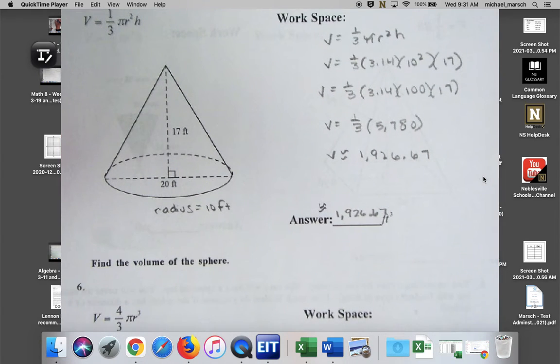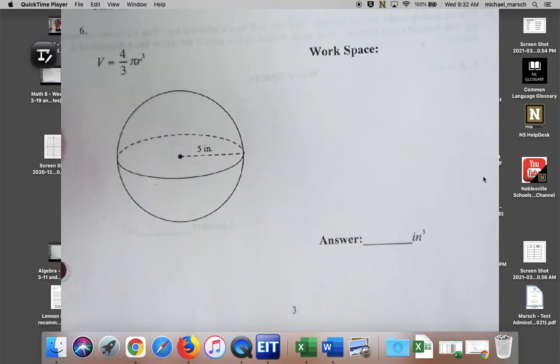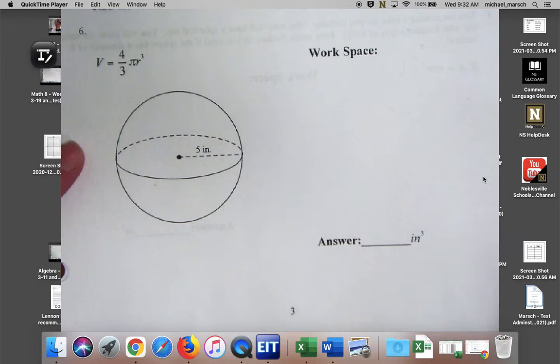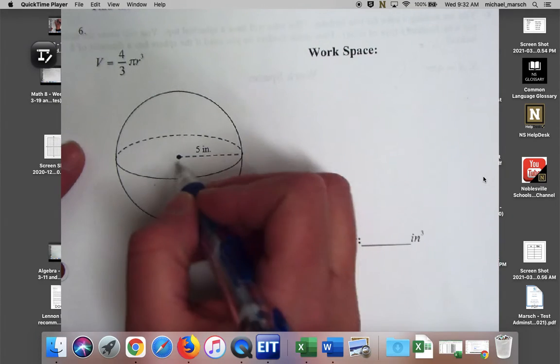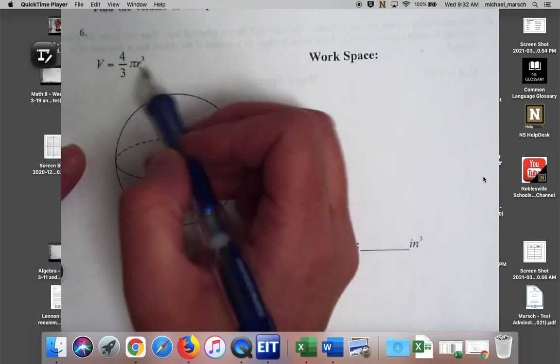How are we doing so far? Good? All right. Volume of a sphere again. So we've got 4/3 pi r cubed. Oh, I'm sorry. We did surface area before. So this is volume of a sphere. Got my radius is 5, so I don't have to do any funny business there with the r.